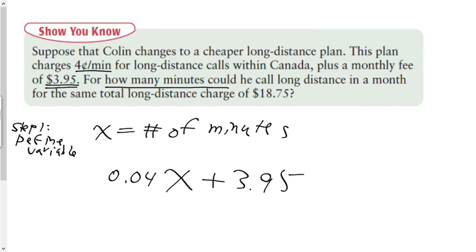If I spend 1 minute, for example, it's going to be 4 cents plus $3.95. My bill at the end of the month will be $3.99. You see that? If I spend 1 minute. But the reason why this is an equation and not an expression or a formula is because now we need the monthly charge I'm going to be charged to be equal to $18.75. You with me now? So now we actually have an equation. So step 2 is to make your equation.